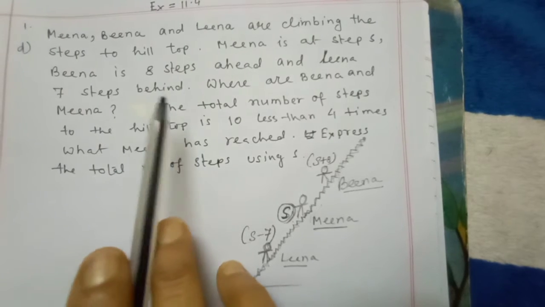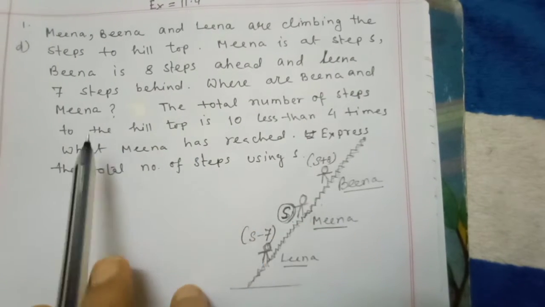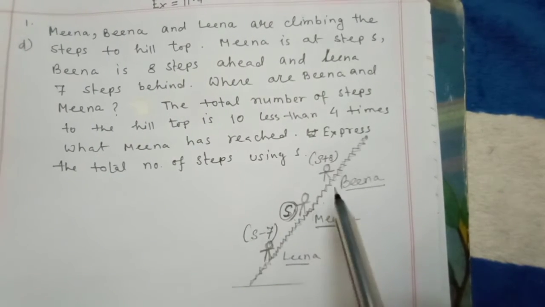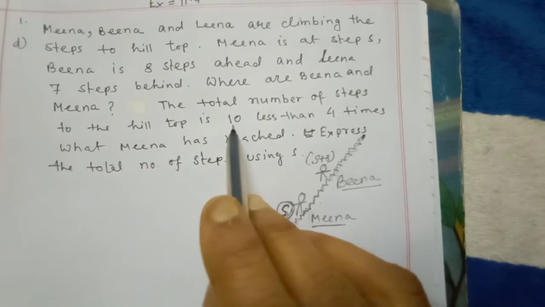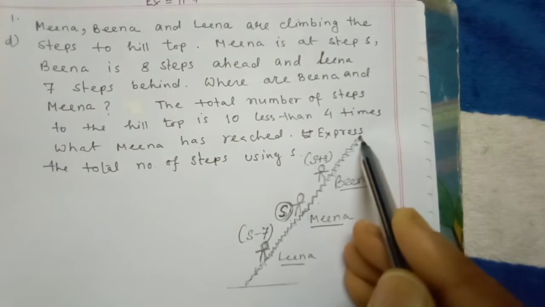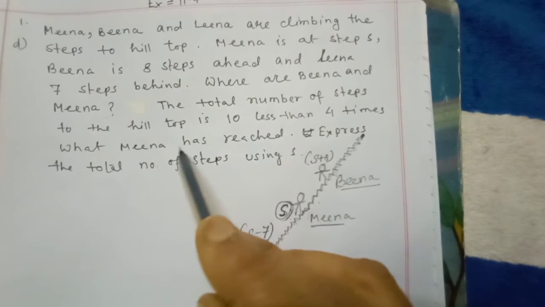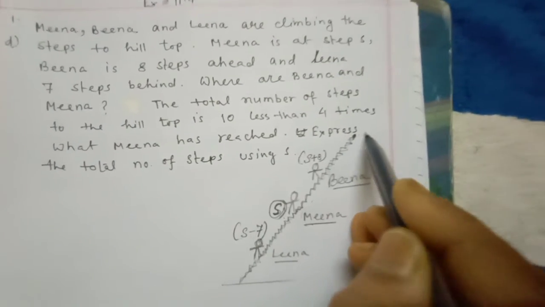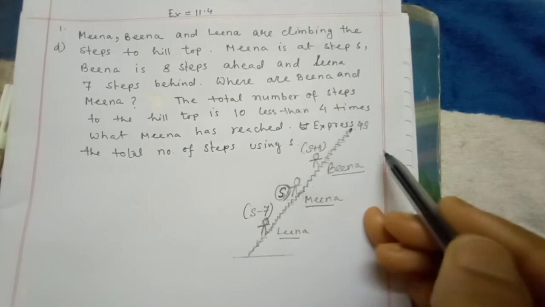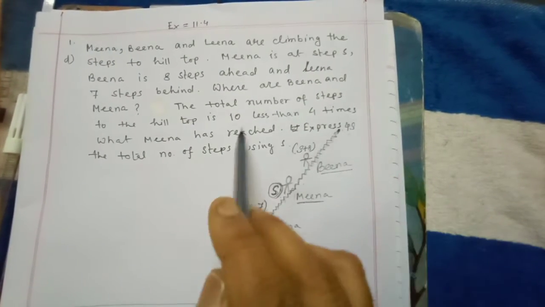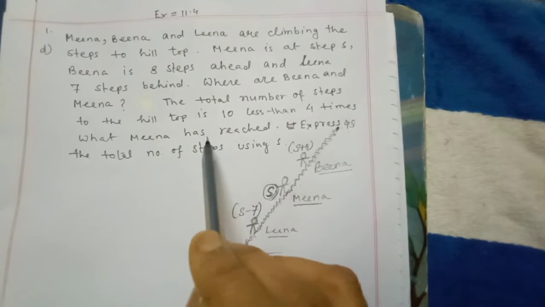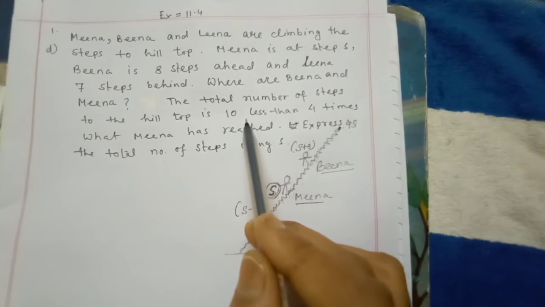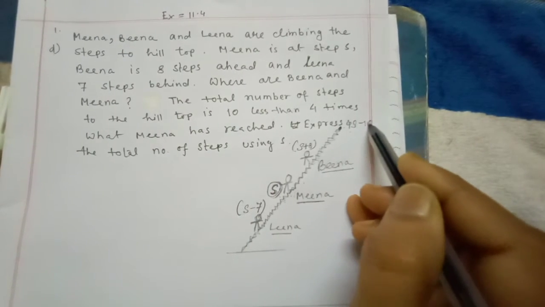The next part: the total number of steps to the hilltop is 10 less than 4 times what Meena has reached. Meena has reached S. So the total number of steps is 4 times what Meena has reached, that is 4 times S, and 10 less than it. 10 less than means minus 10.